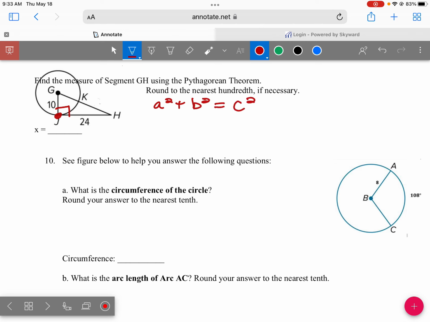Guys, this is really important because you need to remember which sides are the legs, A and B. So right here, JH and GJ, they make up the L. Those are the legs, okay? Doesn't matter which one you make A or B, could be either way.